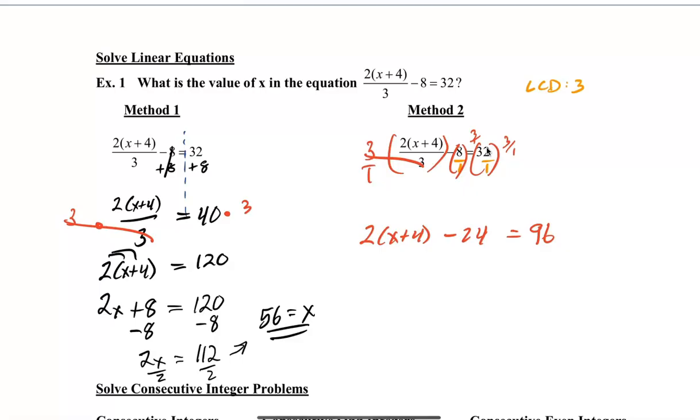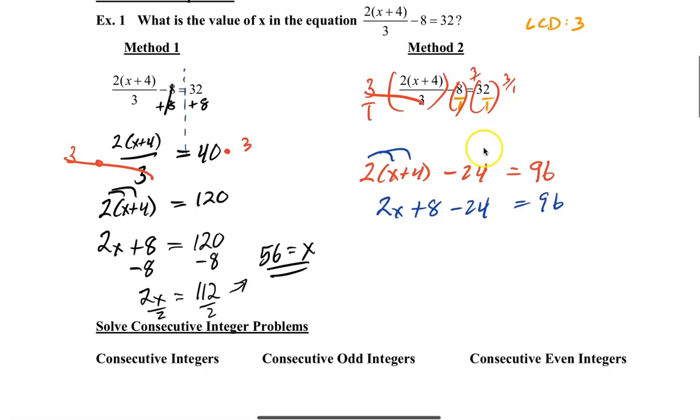And then once you get here, just simplify like normal, right? Let's distribute and simplify. 2x plus 8 minus 24 equals 96. And then add up like terms is the next thing you do, right? So remember, before you start solving, you got to simplify if you can. So I'm going to simplify these two first. 8 minus 24 is negative 16.